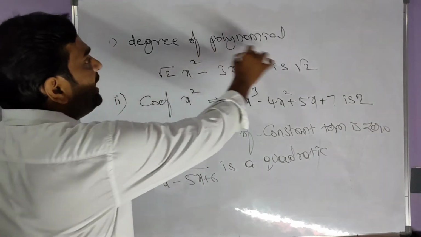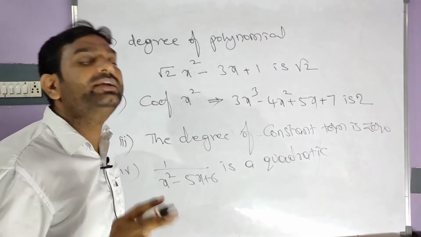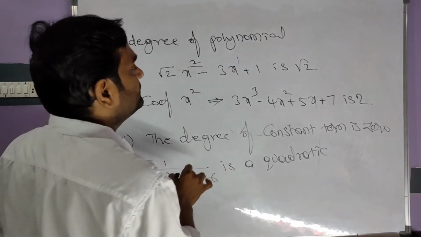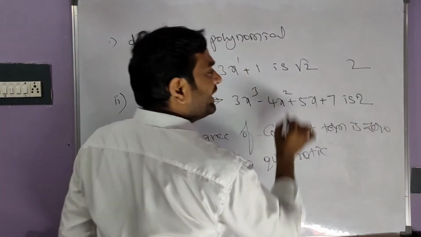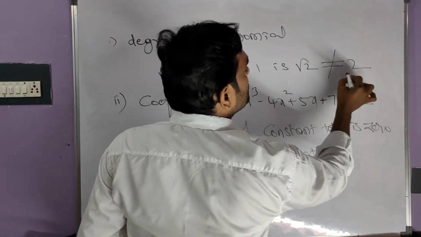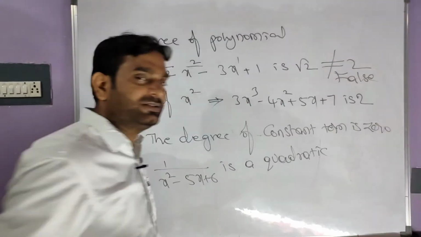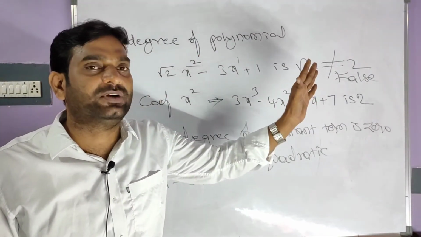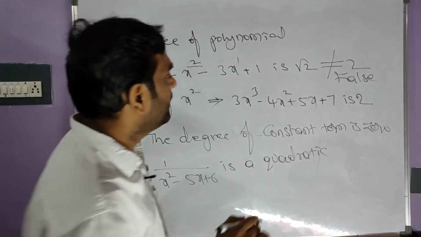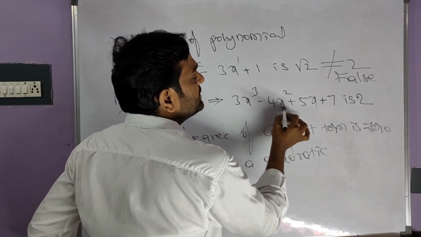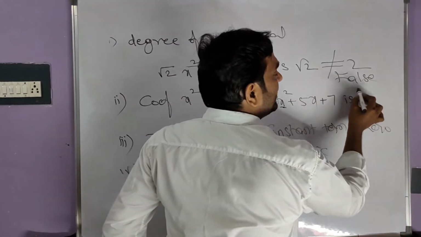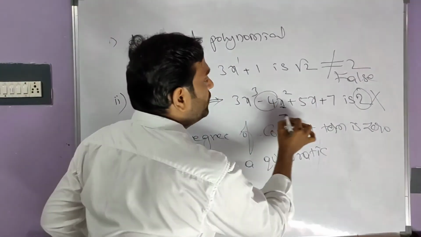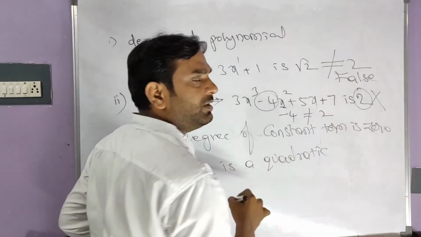Listen, degree of this polynomial is given as root 2. Degree is the highest power. What is the highest power for the variable? 2. So here the degree is 2. But given is root 2. Both are equal? Not equal. So the given statement is false. Did you get that? Degree of this polynomial is 2, but given is root 2. So it's false. Next, coming to the coefficient of x square. The coefficient of x square is minus 4, but here given 2. So it's false.